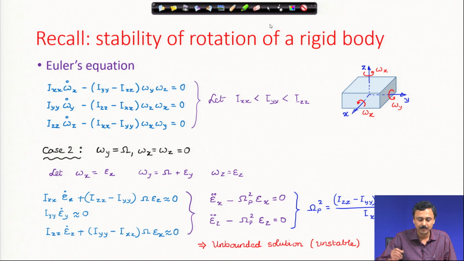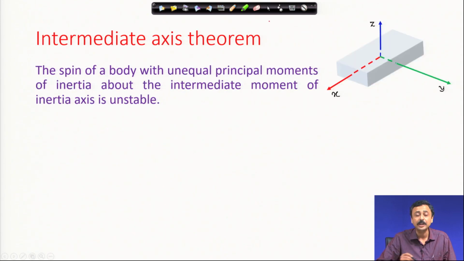This was the crux of the matter, or the statement of the intermediate axis theorem. The spin of a body with unequal principal moments of inertia about the intermediate moment of inertia axis is unstable. So, for an unsymmetric body, if you give a spin about the intermediate axis in terms of the principal moments of inertia, then it is unstable.